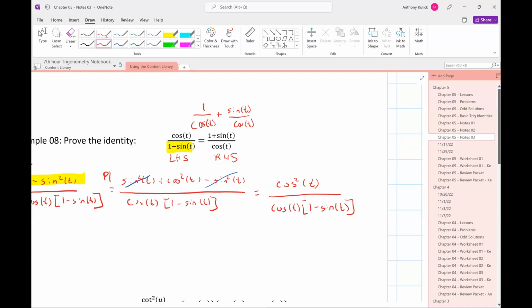Well, I'm down to a single fraction now, right? And if I look, this is in a form where I can reduce, right? I have just something squared on top divided by 2 things multiplied together. Does everybody see that? How can I reduce that?